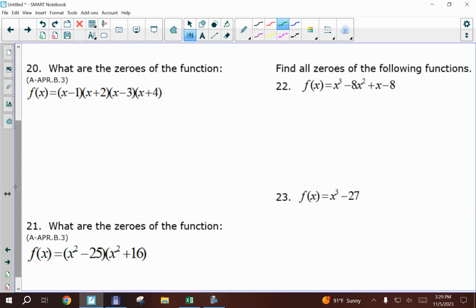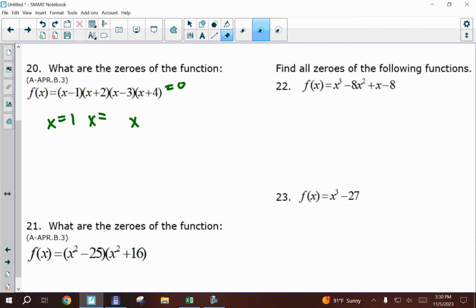Okay, next, what are the zeros of the function? Now this one is very nice because they actually factor it for us. So if you have the factors, you can just solve each of those factors. So if I solve each one of these by setting them equal to 0, all the signs flip. So one of them is going to be at positive 1, one of them is going to be at negative 2, one of them is going to be at... Oh, I forgot to put the equal sign. Let me erase that and write that a little better.